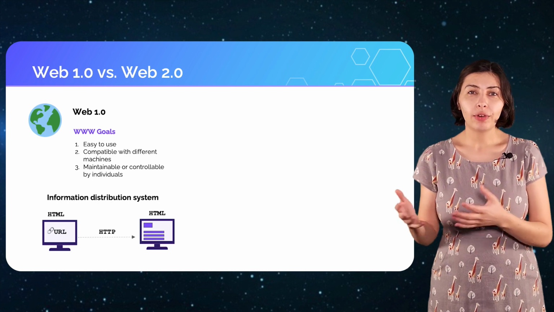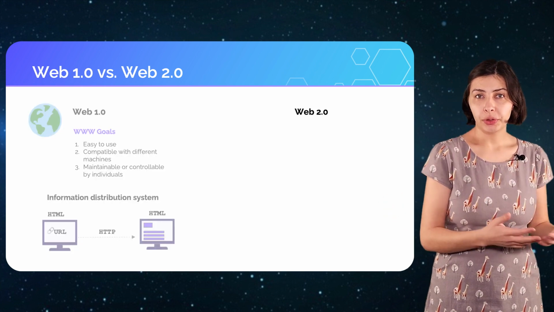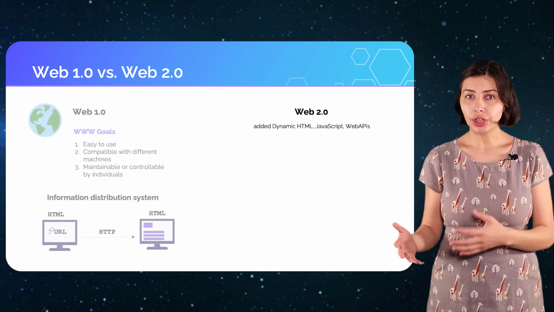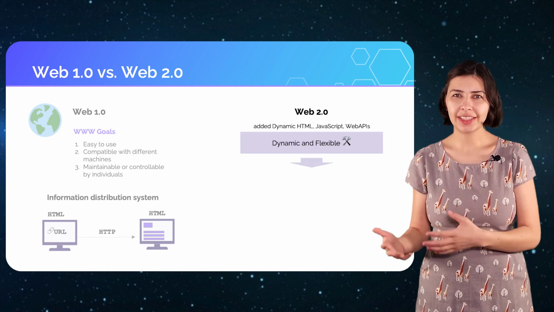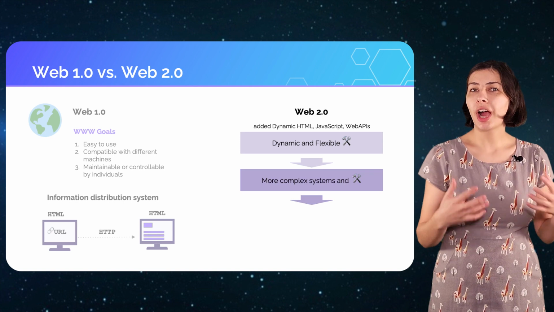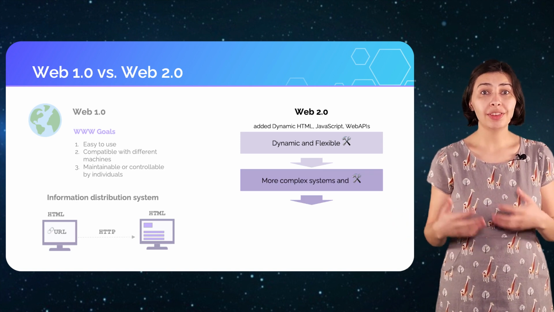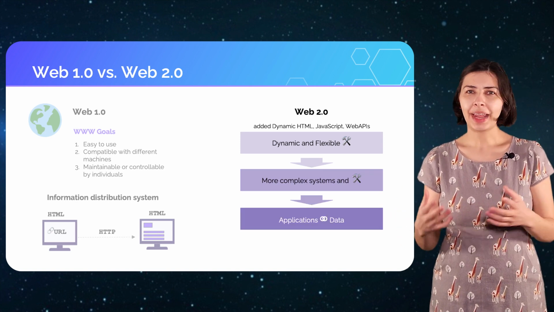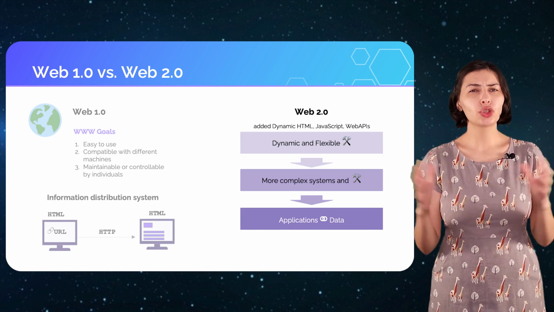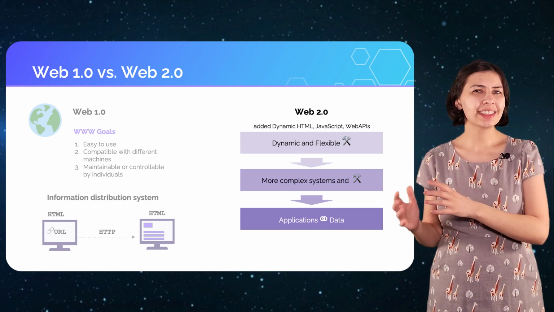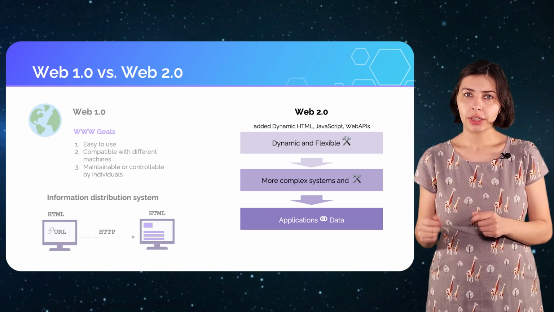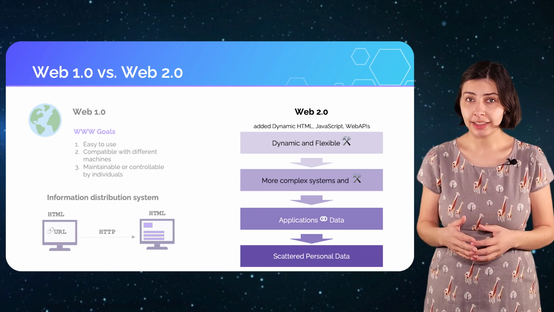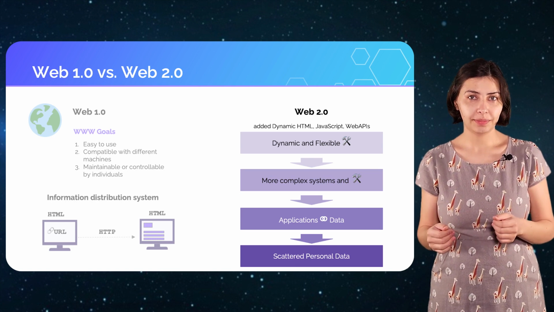Web 1.0 evolved into Web 2.0 with dynamic HTML, JavaScript, and web APIs. With the addition of more dynamic and flexible tooling, people started to create more complex systems, built with even more complex tooling. Applications and data became a strongly coupled union, where one does not quite work without the other. This, in turn, created the scattered personal data dilemma that we currently face.